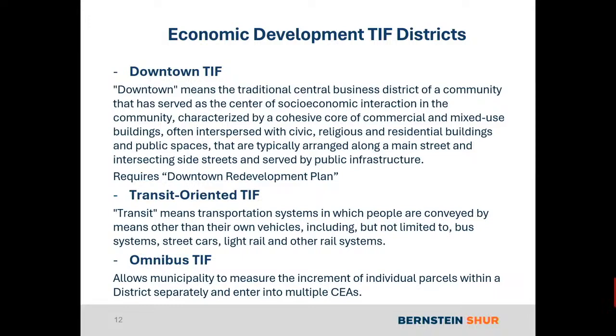And finally, an omnibus district. That's really a term of art that doesn't appear anywhere in the statute, but what it means is essentially you can have a TIF district where you can have multiple credit enhancement agreements with, like, multiple developers. You just have to get it approved that way at the outset. And then essentially you're giving yourself authority to negotiate in the future. You see that a lot with business parks and things like that, where there's multiple parcels.